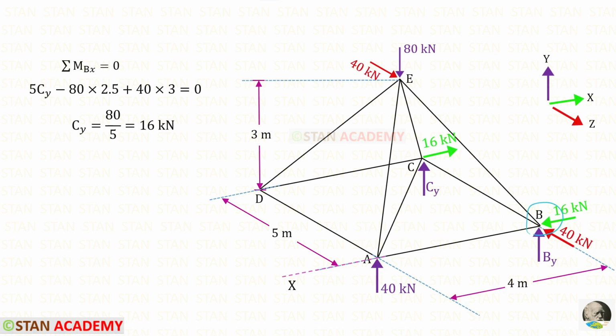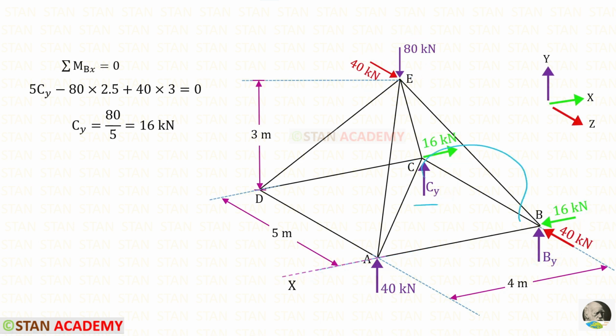Now about the point B in the x direction, we can take a moment. Along the point B, we can draw this line in the x direction. When we take moment about the x direction, we should not take any load or reaction in the x direction. So we should not take this one and this one. Also along this line, we should not take anything. So this 40 kilonewton By and this 40 we should not take. Now there are three remaining, Cy, this 80 and this 40.